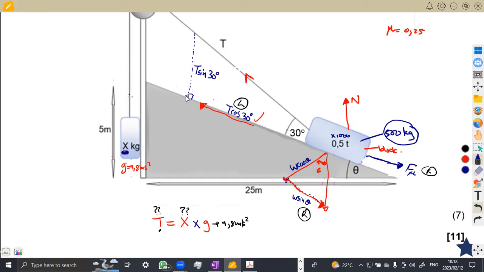And here we shall have this part. All right, so let's just say these two will be opposing each other. Okay, the N and the W, they are opposing each other, because they are on the same block. So N is going up, W cos theta is going down. So this is going to be equivalent to the T sine of what? Of 30 degrees. So you're going to take this one up. All right. So this is going to be the resultant that we are going to have.